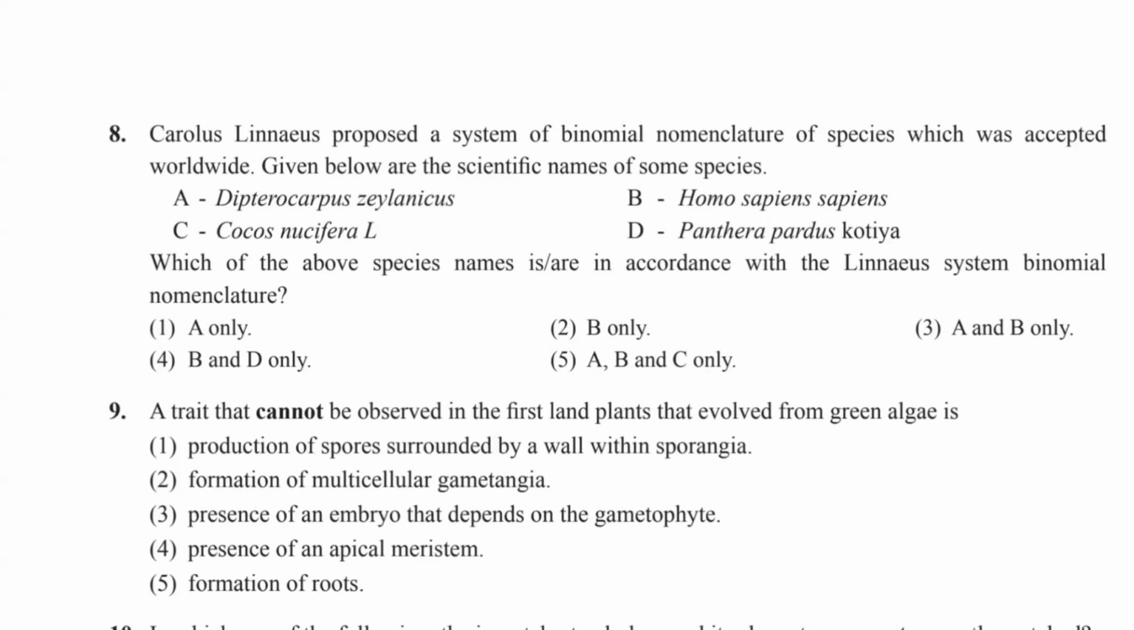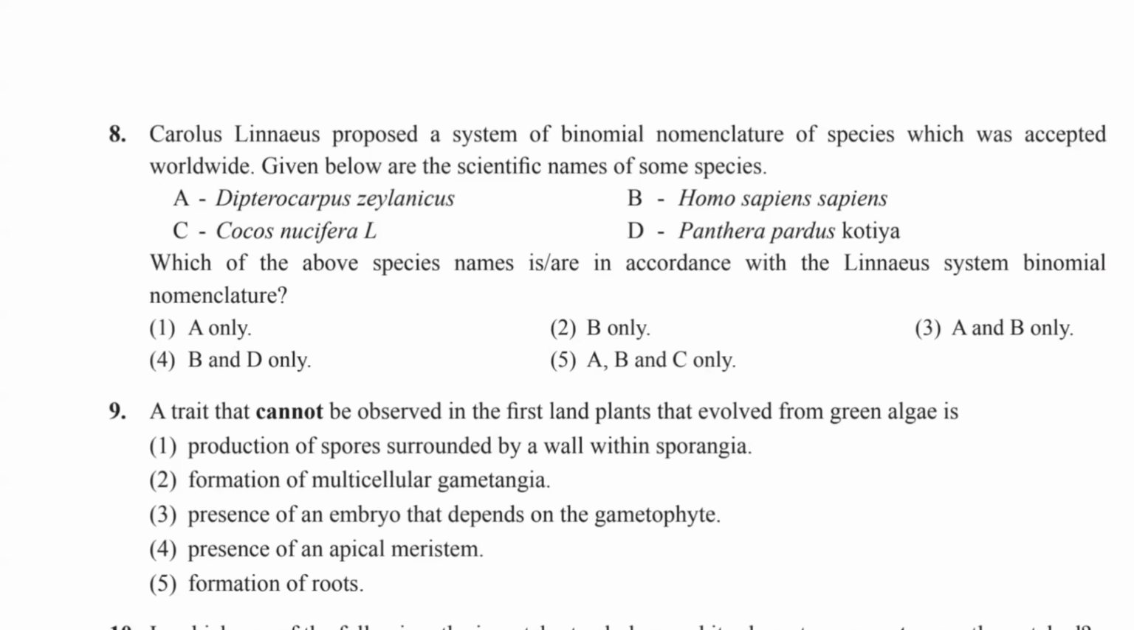Now according to those rules, first one, Dipterocarpus selenicus, yeah, that is okay. It's printed, so it is italicized, right? First letter is capitalized, right? Yeah. B, Homo sapien sapien, that is also correct.